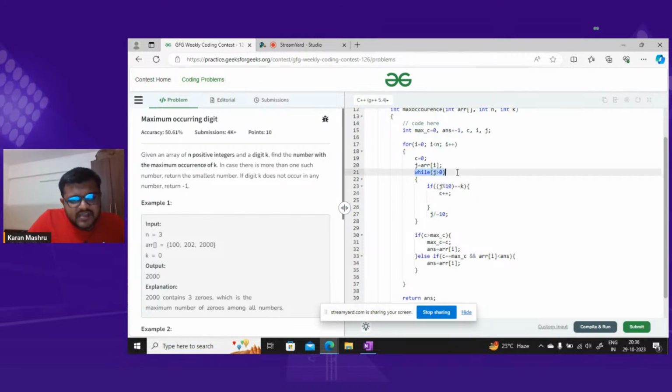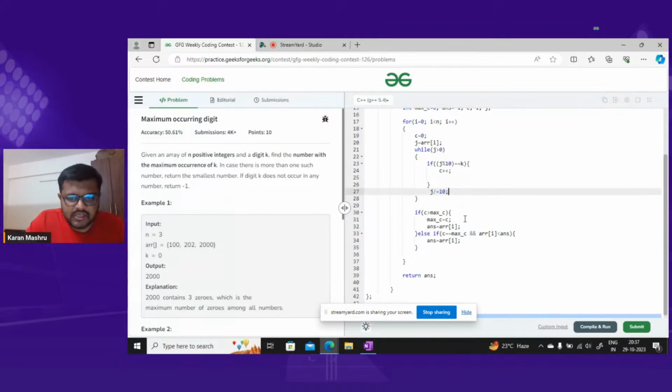So while j is greater than 0, if the last digit in j is k, then increment the count, and at every step divide j by 10. So at every step, suppose the number is 3334, then first of all 4 will be compared with k, then the number remaining will be 333, then 3 will be compared with k, then the number remaining will be 33, and so on, until it becomes 0.